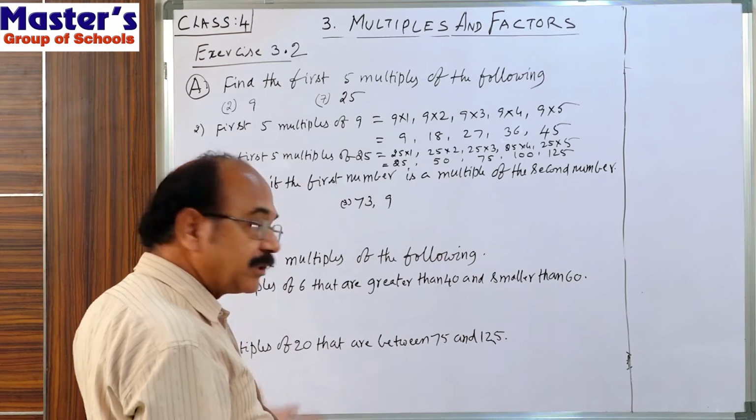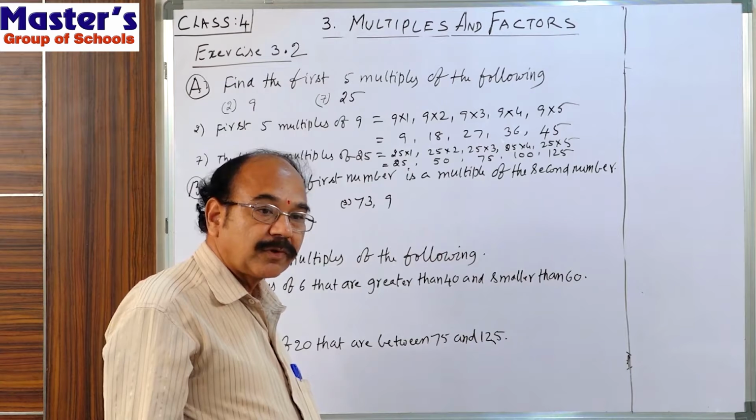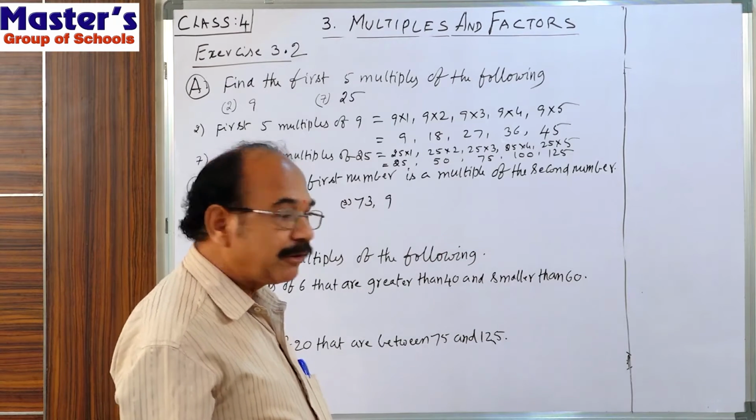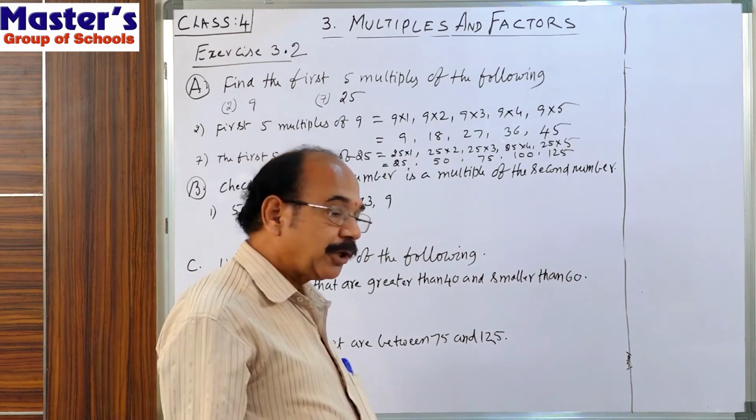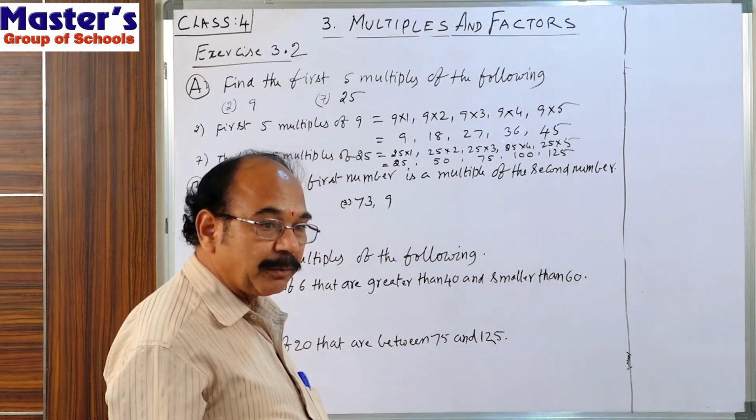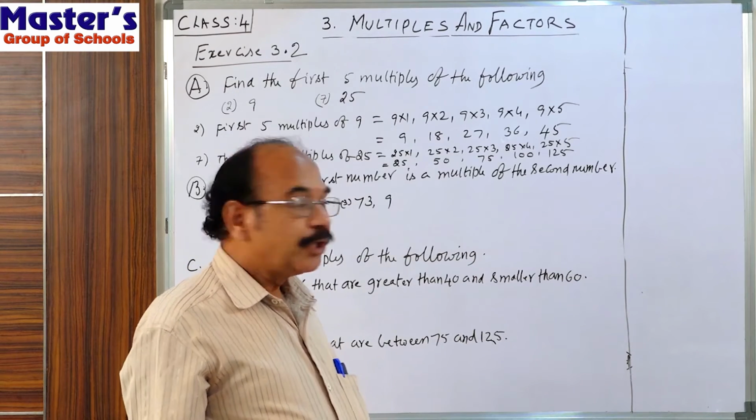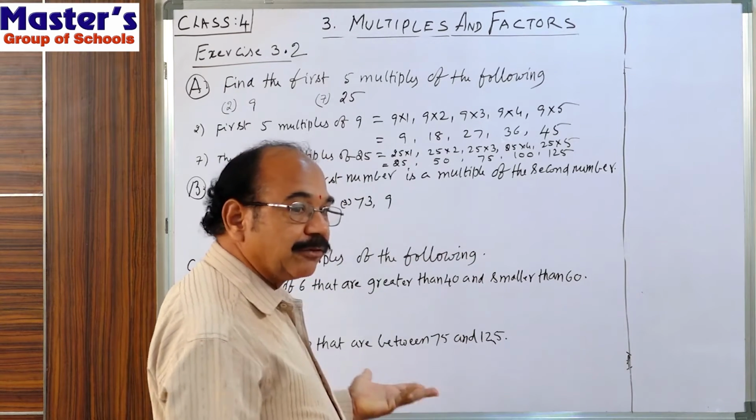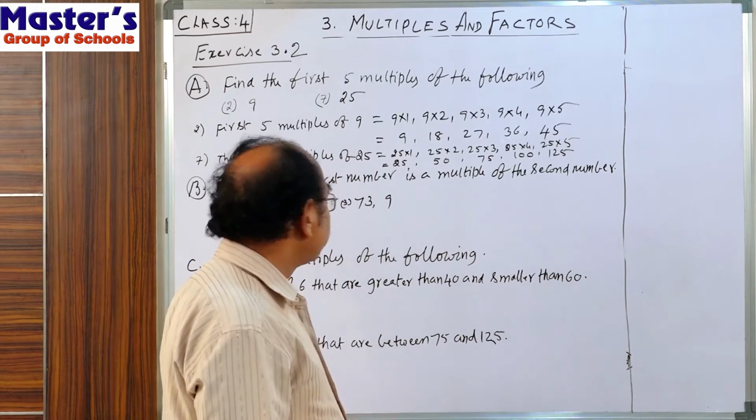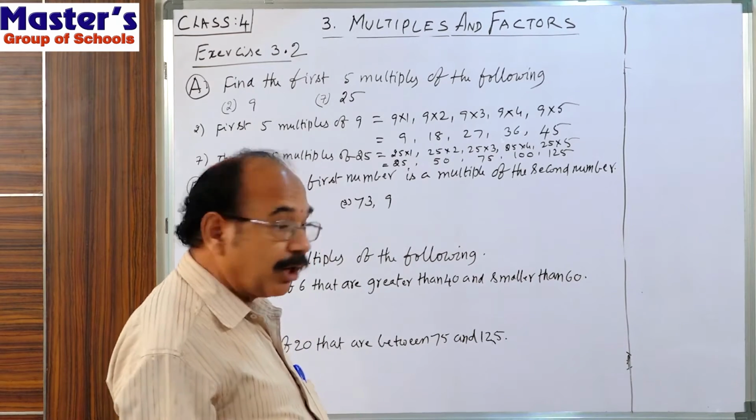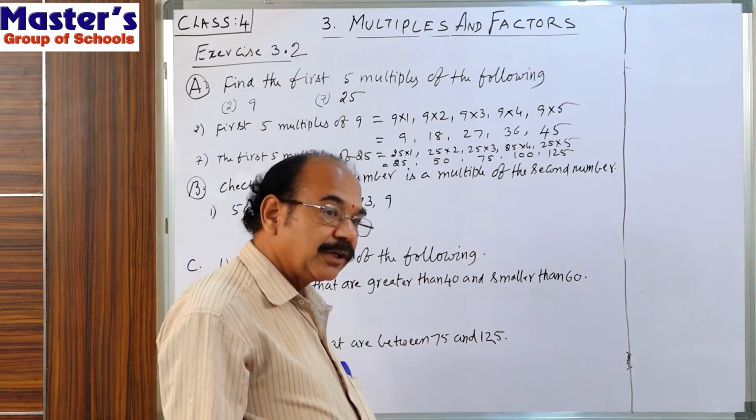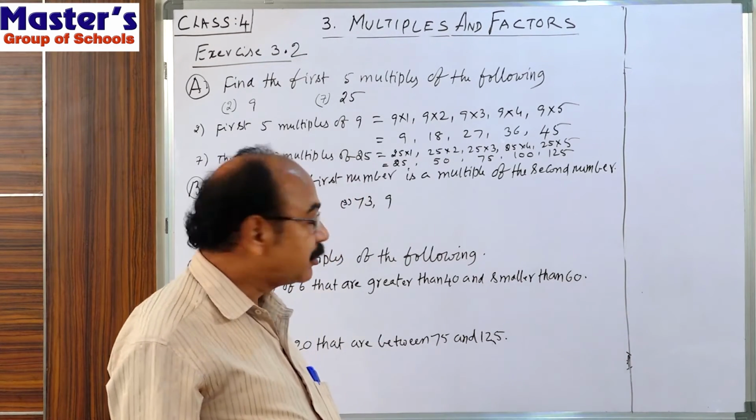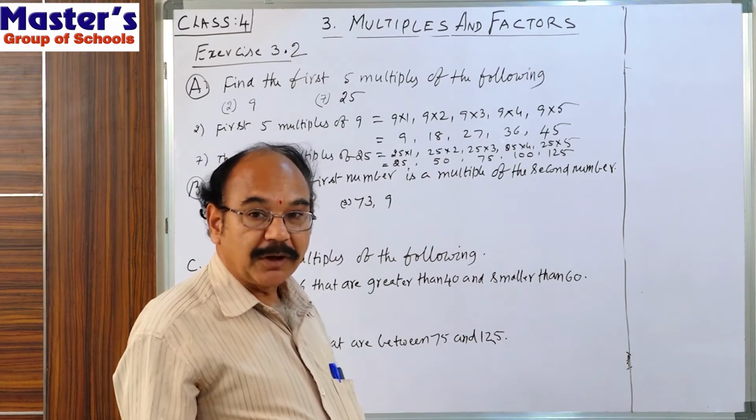How do you know? Read the 7 table. You know very well about the 7 table. You are all very good with the tables. That's why read the 7 table. In reading the 7 table, if you get 56, then you say 56 is a multiple of 7. If you are not getting 56 in reading the 7 table, then you say 56 is not a multiple of 7. Right?